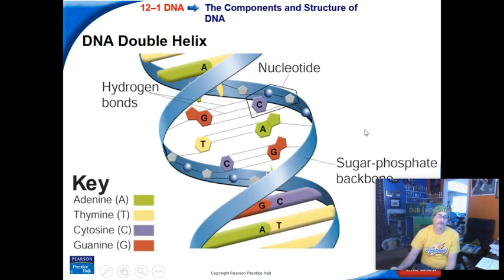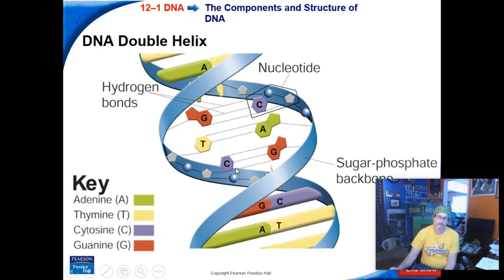Okay, so you don't necessarily need to have this in your notes, but you need to be able to recognize the parts of this. Weak hydrogen bonds connect the nitrogen bases. There's the five carbon sugar, so there's a carbon there, there, there, there, and there. Sugar bonded to a phosphate, bonded to a sugar, bonded to a phosphate. This makes what is called the sugar phosphate backbone. So these ribbons are the sides of the ladder.